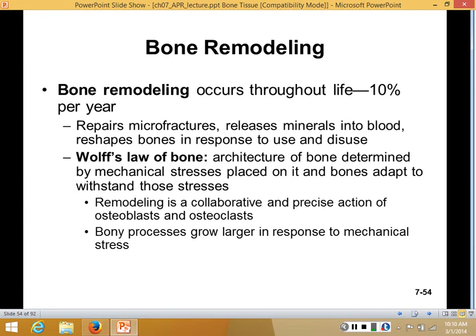Wolff's Law states that bones adapt to withstand the mechanical stress placed on them. Remember, we just talked about that. Those stress lines, that's Wolff's Law. Okay? The bone adapts to any type of stress that's going to be put on it. It has to. All right? There's no ifs and buts about it.